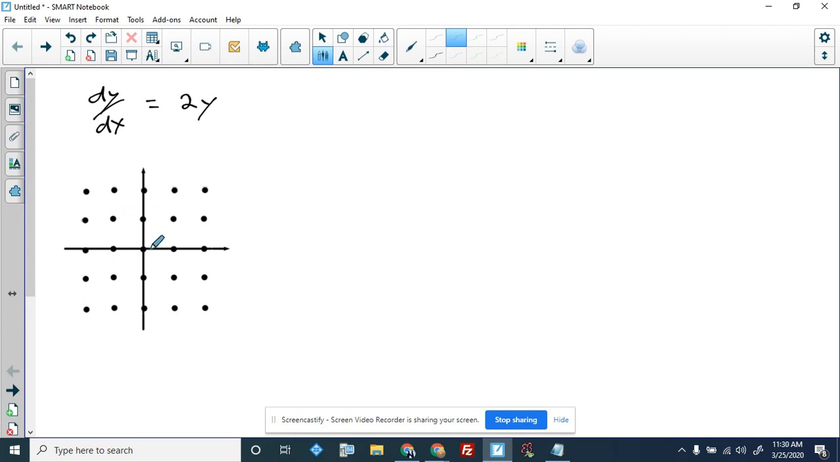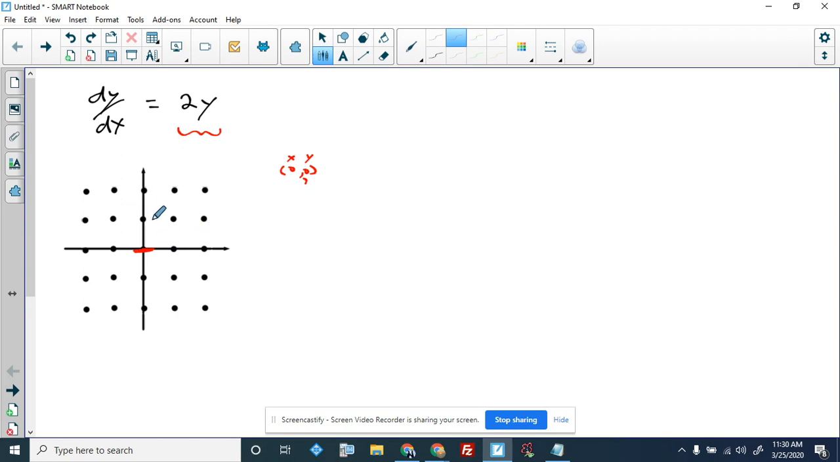Did a little bit nicer job here making that grid. So let's look at this point here, (0, 0). Remember that's the x, that's the y. Plug this into this differential equation. If you think about it, you're only plugging the y in because there's no x in it. So 2 times 0 is 0. So you draw a short line segment indicating a slope of 0 like that.